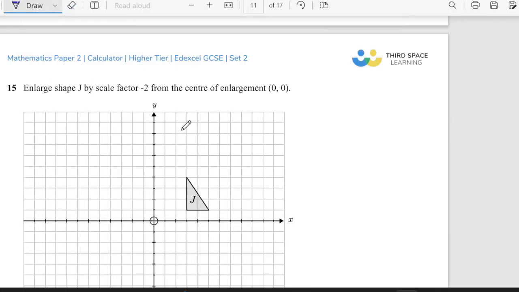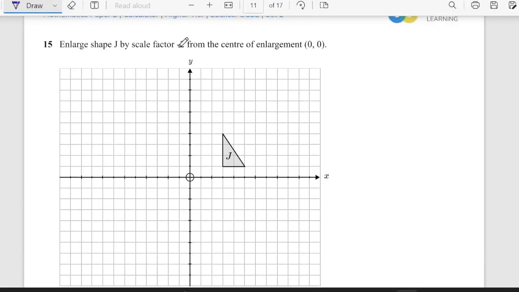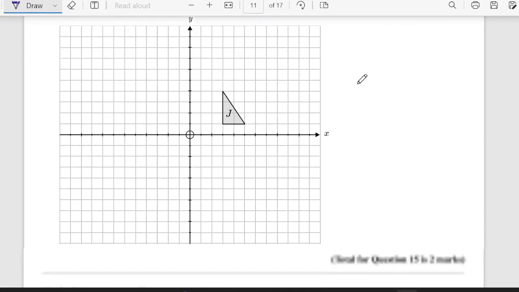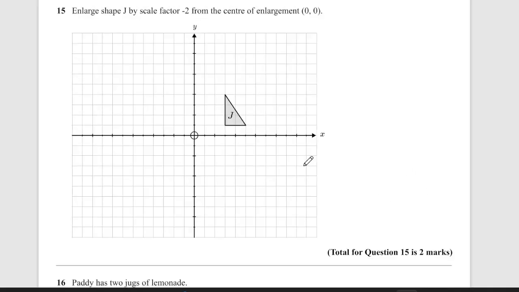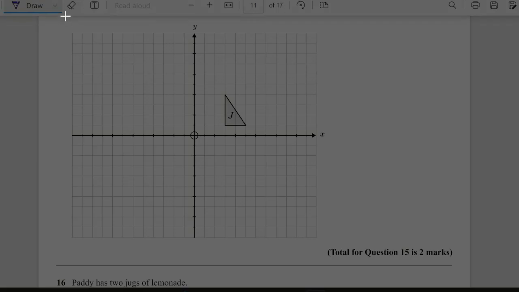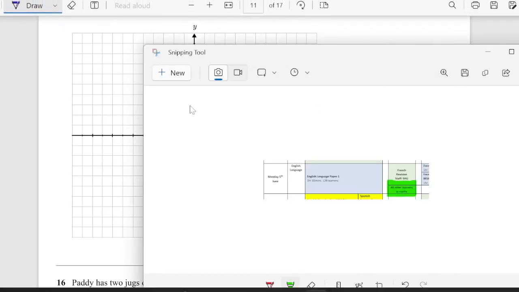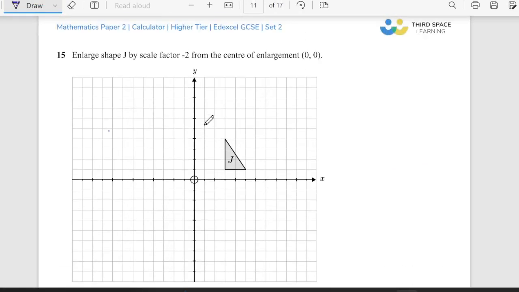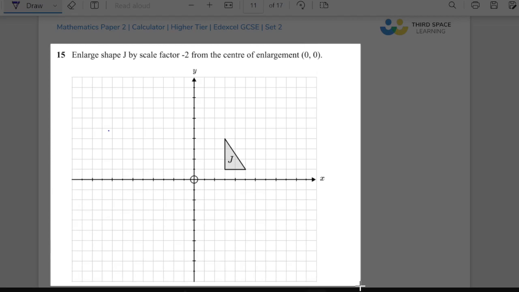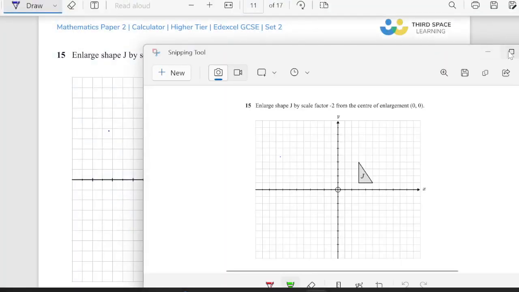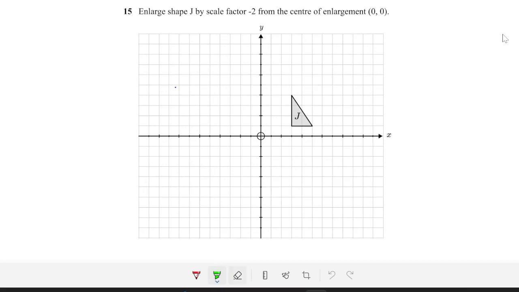Okay, so enlarge shape J by a scale factor of -2 with a centre of enlargement 0, 0. What I'm going to do is do this accurately on a different platform. So I'm going to use my snipping tool. If I snip that, it just means that I can bring a ruler in.